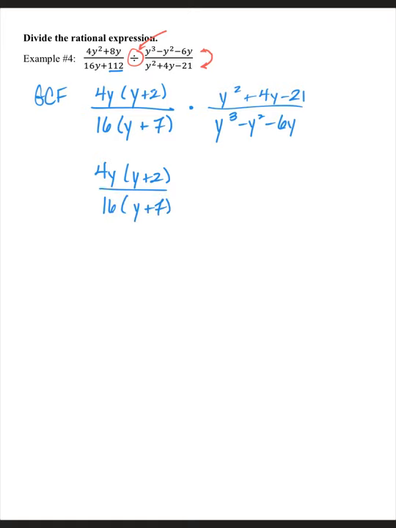And then let's factor our second one. I'm given this trinomial. It has a leading coefficient of 1. We always love when there's a leading coefficient of 1. Makes the factoring a little bit nicer for us.